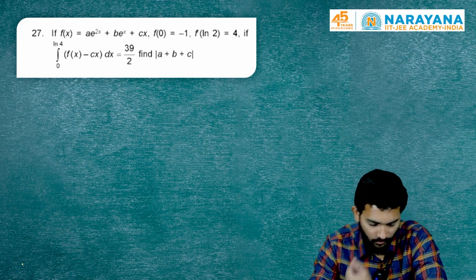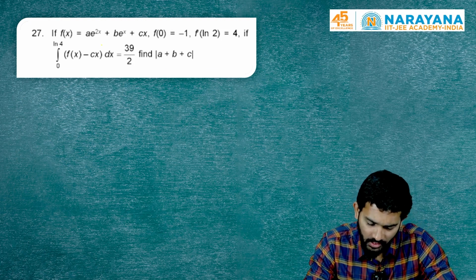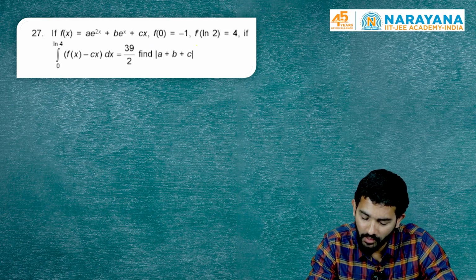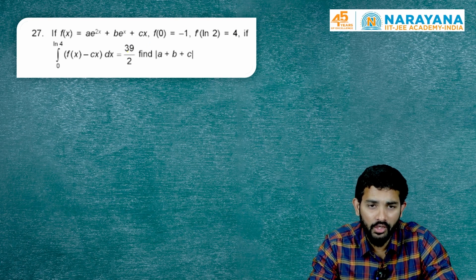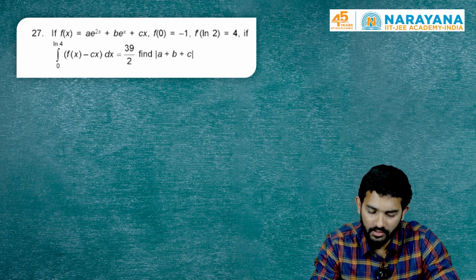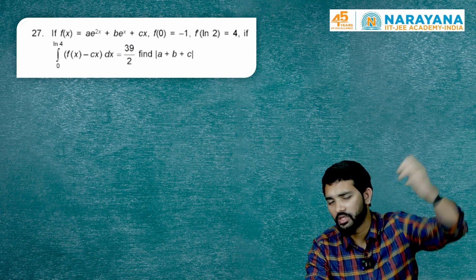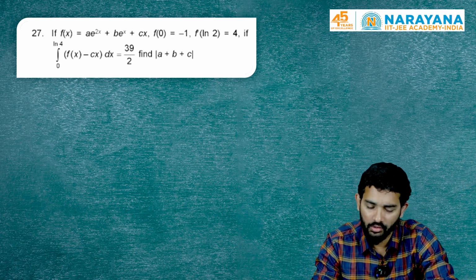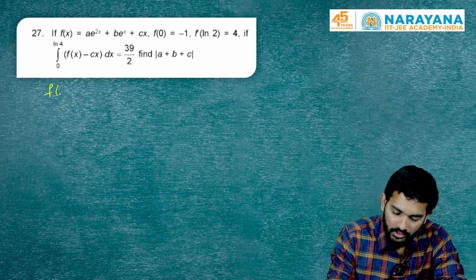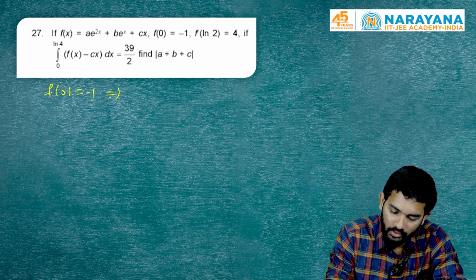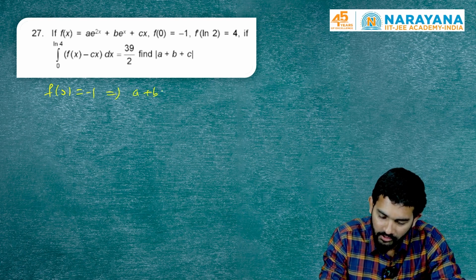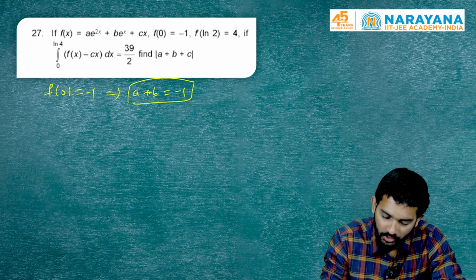Next question. f of x is a e power 2x plus b e power x plus cx. f of 0 is minus 1. f dash of ln 2 equal to 4. So here if you observe in the question, you are having 3 unknowns and they have given 3 conditions. So it is very easy: you use 3 conditions, you will get 3 equations, and you can solve 3 unknowns. So first thing is f of 0 equal to minus 1 implies you will get a plus b equal to minus 1, one equation.